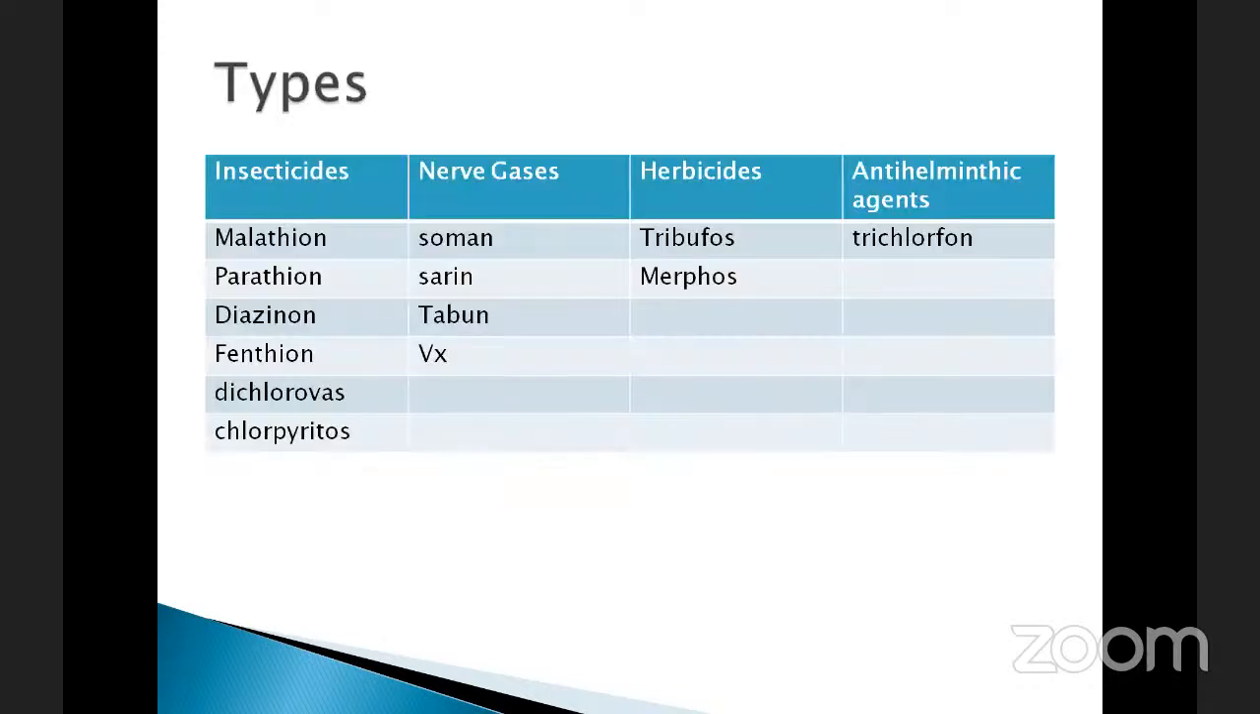Coming back to OP poisoning, these are mostly seen in these types, which include insecticides, nerve gases, herbicides, and anti-helminthic agents. These are the insecticides which we can see generally, and these are the nerve gases, of which sarin, soman, tabun, and VX are used for bioterrorism, etc.